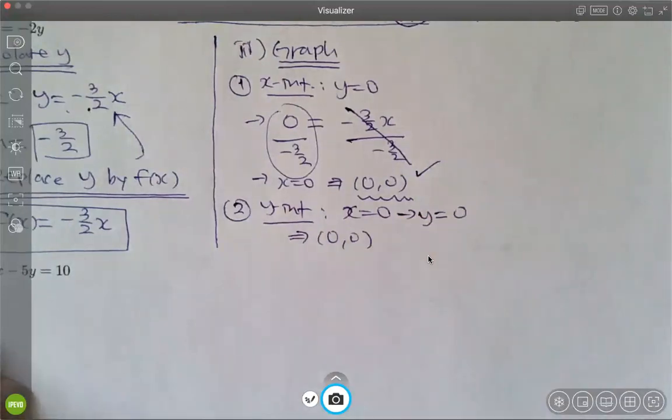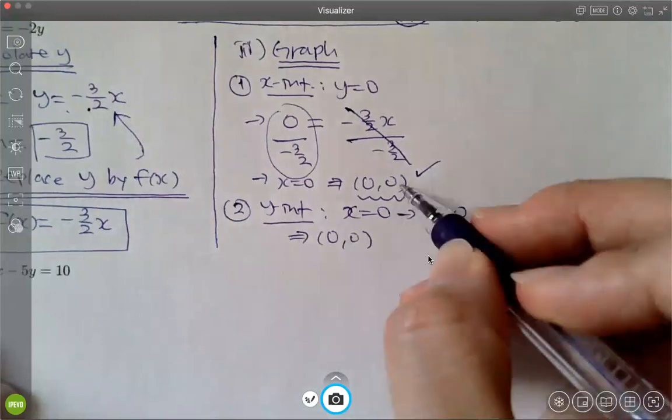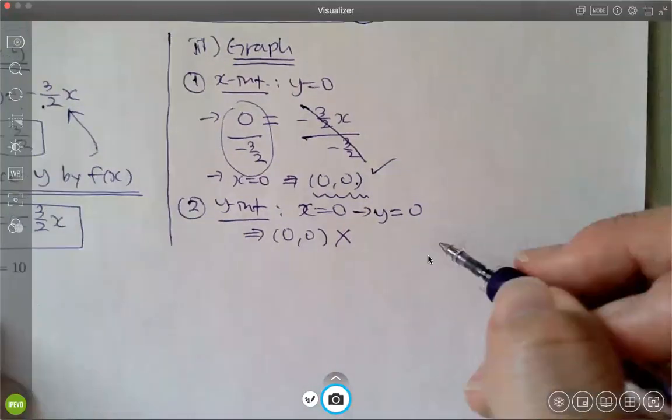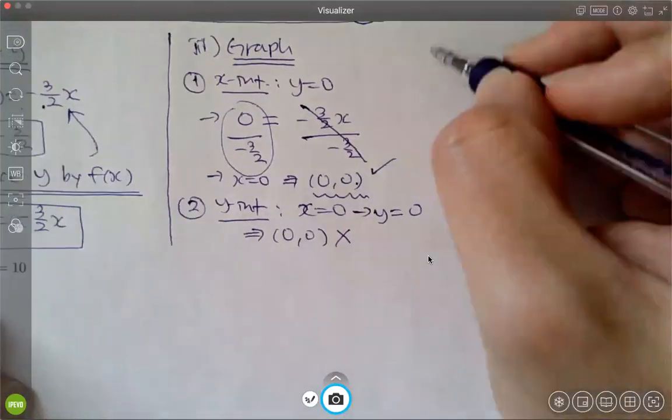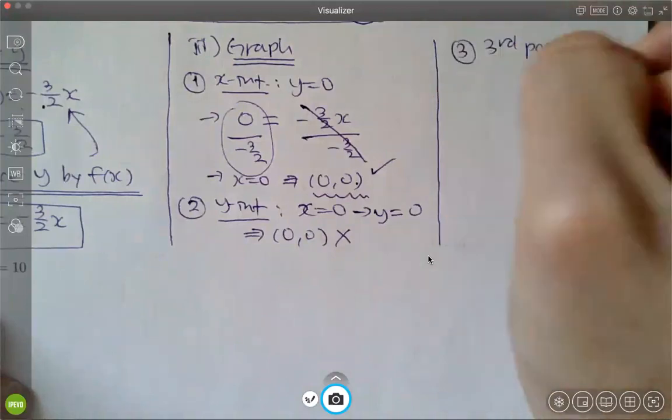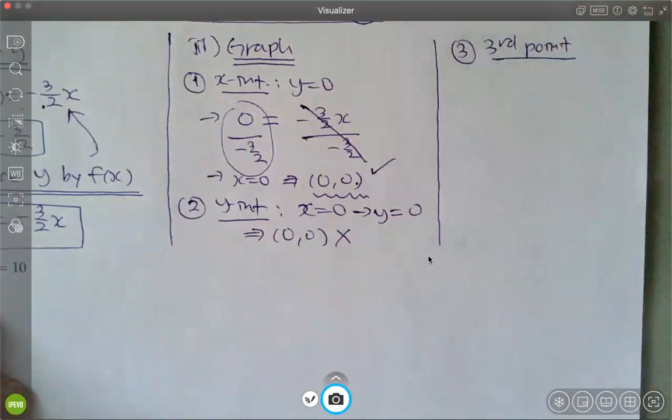And now can you use this point? The answer is yes and no. Yes, because there's no fraction, but no because it's the same as before. So you cannot really use it. So at this point, you only know what? 1 point, right? So what does that mean? You must find the third point.